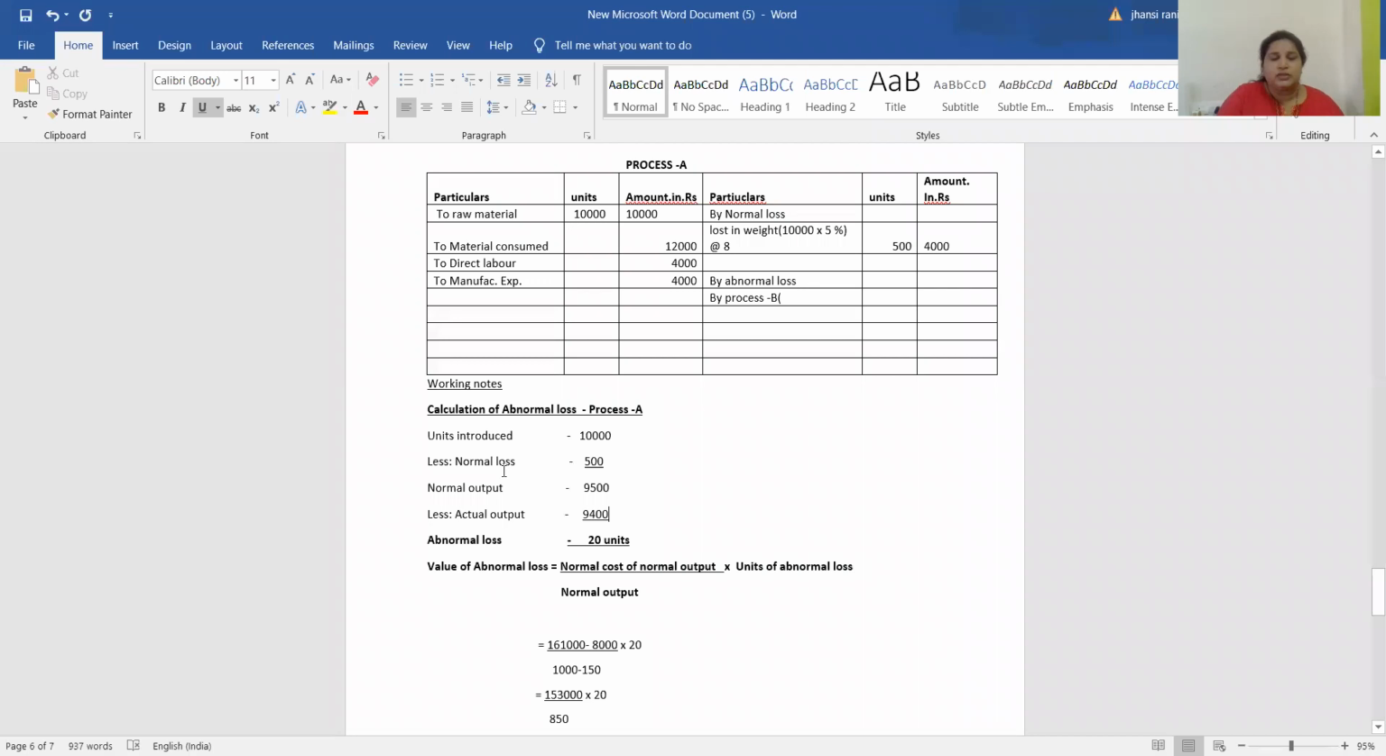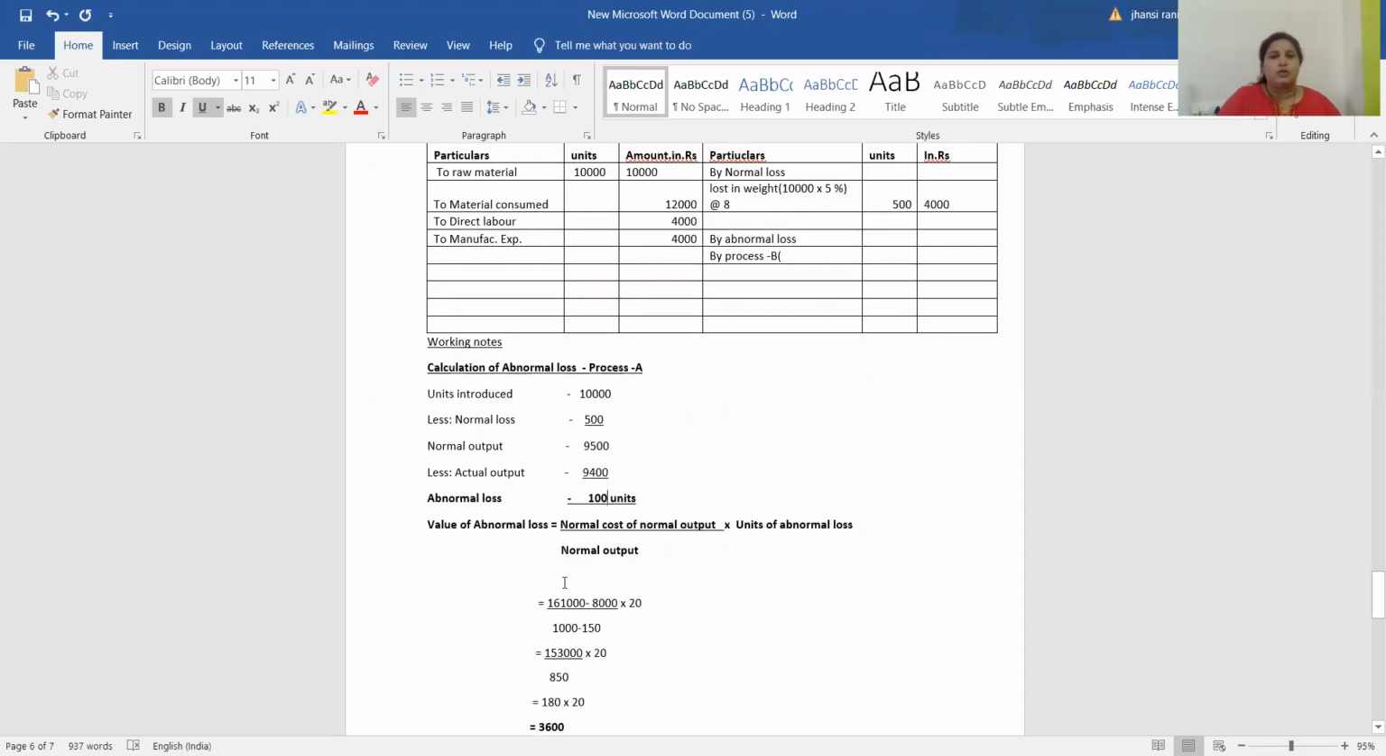Actual output of process A given in the question is 9,400. So if you look at here in the question, normally how many units we have to produce? We have to produce 9,500. But actually produced actual output is 9,400. It means we have produced less than what it should be produced. So the difference is called as abnormal loss, and abnormal loss number of units is 100. Now let us find out the value of abnormal loss.